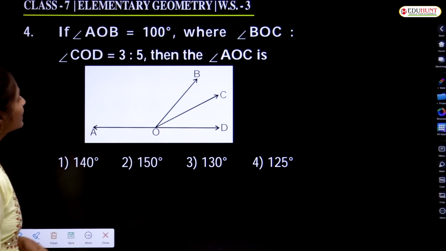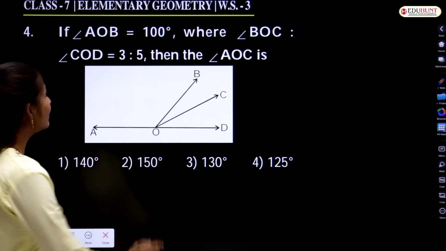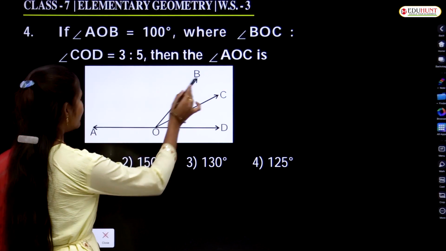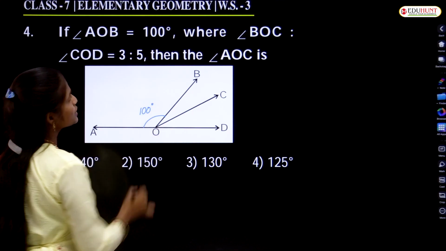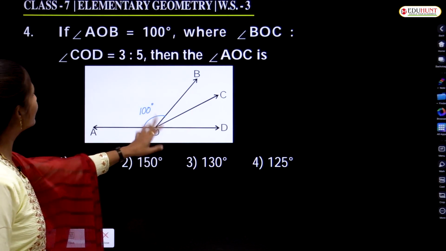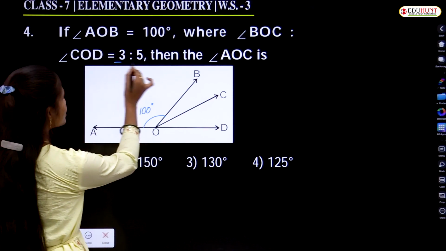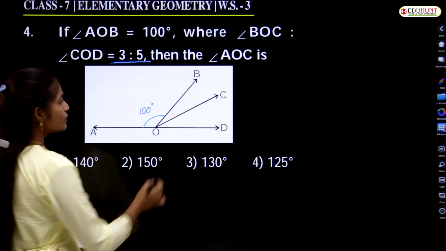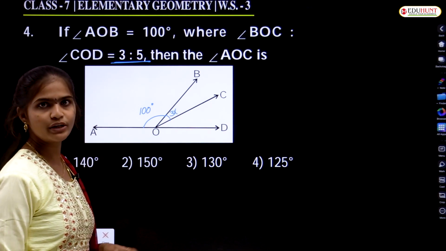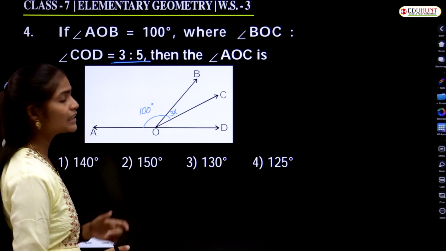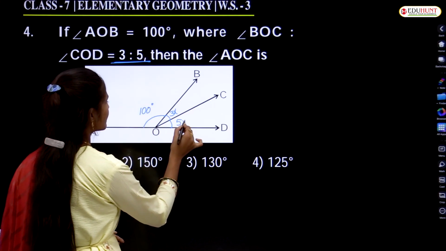Fourth one, what is that? Here angle AOB is equal to 100 degrees. What they have given is angle AOB, that is 100 degrees. Next, angle BOC and angle COD are in the ratio 3:5. We don't know what those angles are now, that's why take one as some x. So this is 3x and this is 5x.